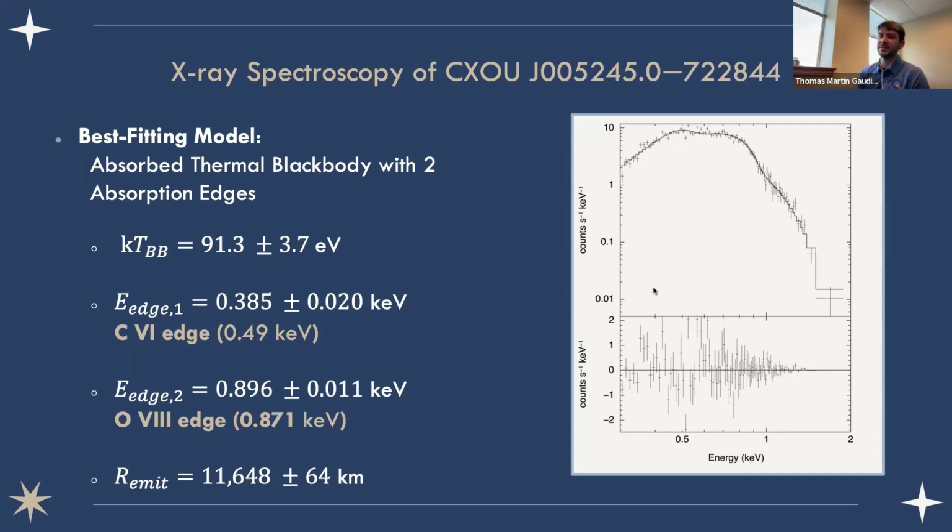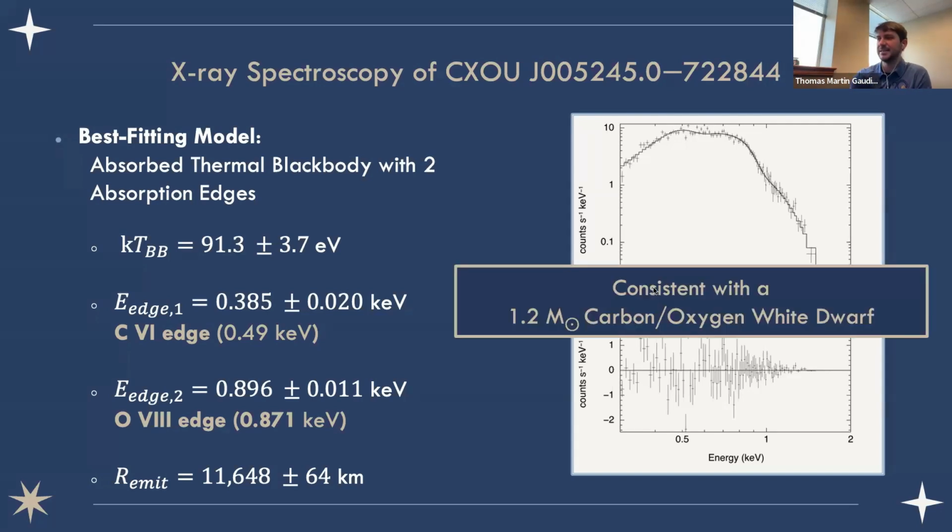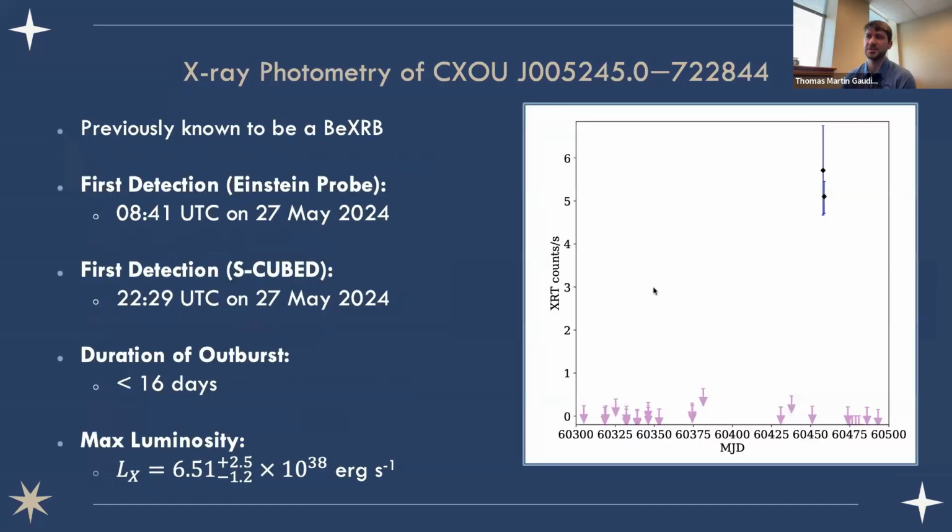Taking all of this together, we can draw similar conclusions in this system to what we drew in our 2021 outburst, and that is that we are again seeing a spectrum that is consistent with a 1.2 solar mass carbon oxygen white dwarf that is responsible for producing this outburst. Well, this is very exciting. We have a very detailed spectrum that has given us some great information, but the X-ray light curve is really where this source shines, and really where this source sort of stands out as an oddball source.